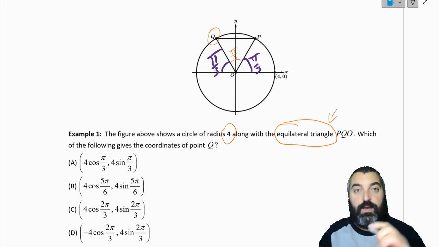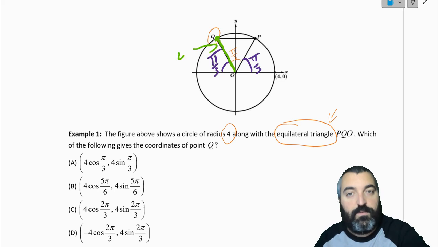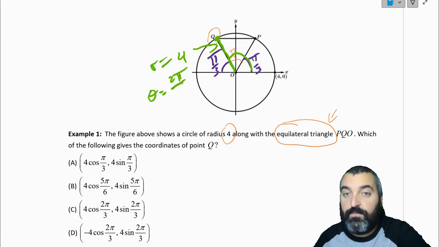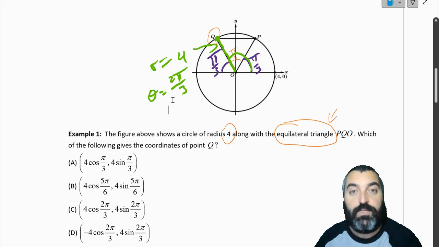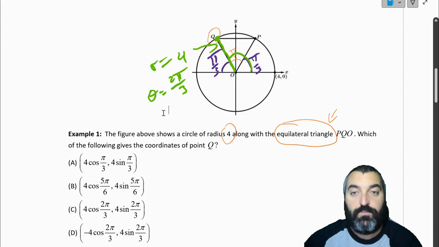Okay, so now we're looking for point Q. Point Q is made up of this terminal side, which is length of 4, because it's a radius. And then the angle, so there's r equals 4. And then the angle is this pi thirds and this pi thirds, which means it's 2 pi thirds. So we look at our answer choices and see, do we have one where the x coordinate, which is the one with cosine, and then the y coordinate is the one with sine, where the r is 4, and then the theta is 2 pi thirds?